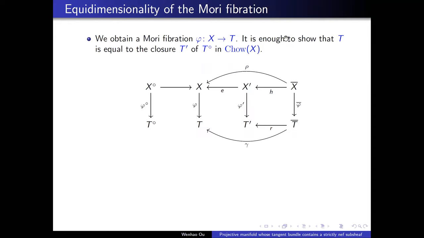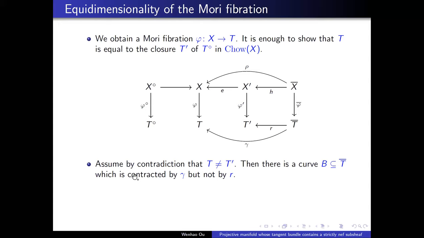Okay, I still have some time, so I want to show you how we can prove the equidimensionality of the Mori fibration. So you have X to T, the Mori fibration, and we need to show that T is just the closure of T0 in the Chow variety of X. So recall that what we have done before is that we take T prime, the closure of T0 in the Chow variety of X, and then we have this family, and then we resolve the singularities, and we do a normalization, and we obtain this phi bar from X bar to T bar. What we need to prove is that T is equal to T prime. So we will prove by contradiction. So assume they are not the same.